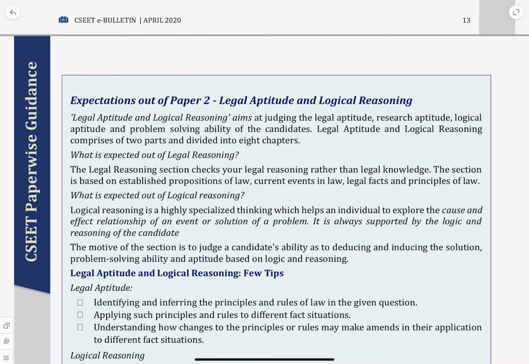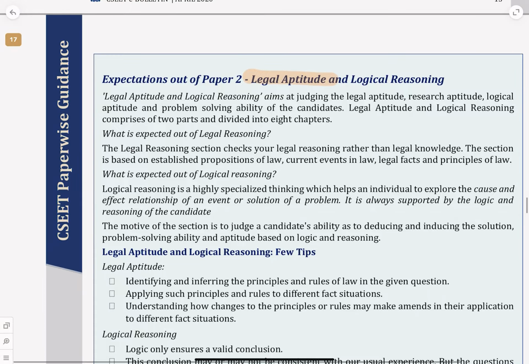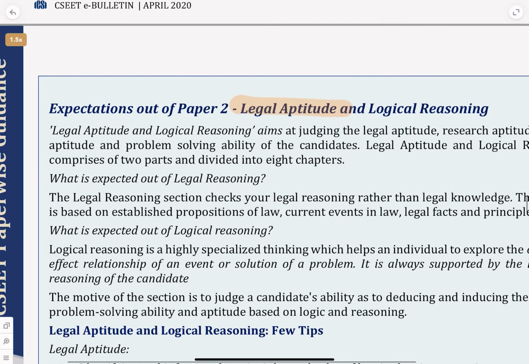We will be analyzing the expected questions from legal aptitude. This is from the ICSI e-bulletin, and this is very important for your exam because many questions will definitely come from this. Now, legal aptitude and logical reasoning.